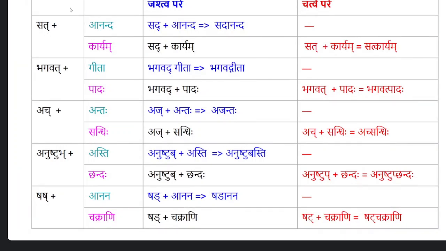For example, Sat plus Anandaha, Jastvam Pare. So after Jastvam, what happens? Sat becomes, because there is a Swara, it becomes Sad Anandaha, Sadananda. And it stops there because there is no other Sandhi that can happen. Whereas Sat, if I have it with Karyam, it becomes Sad Karyam because of Jastvam.